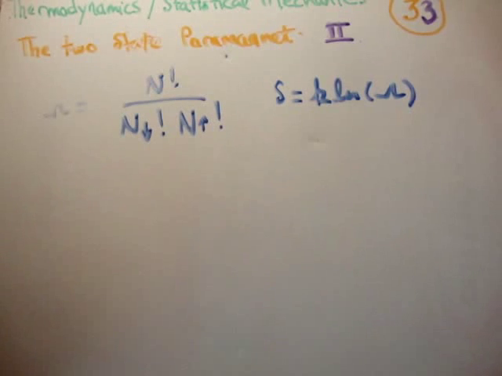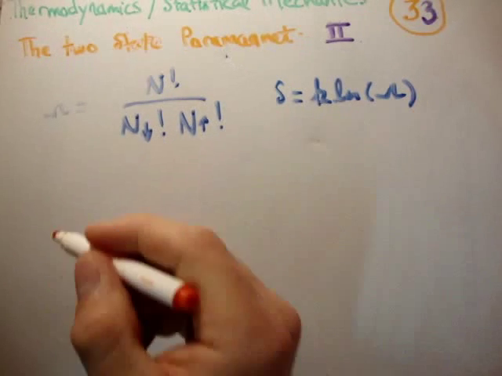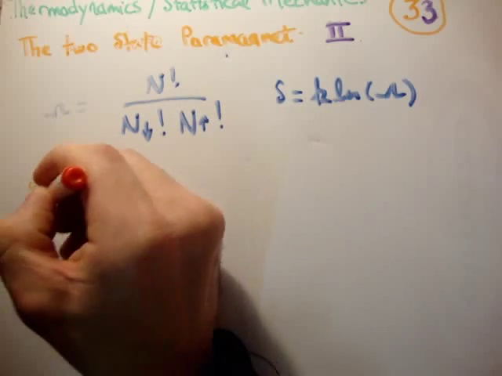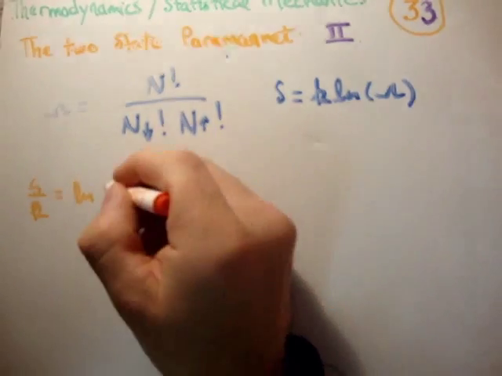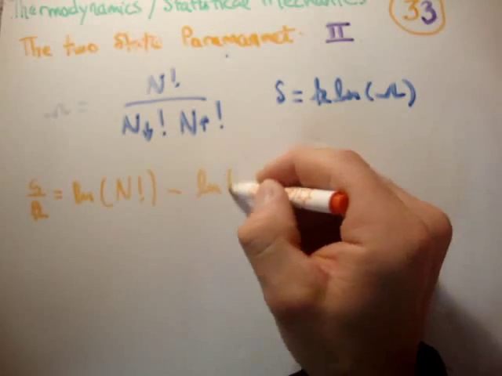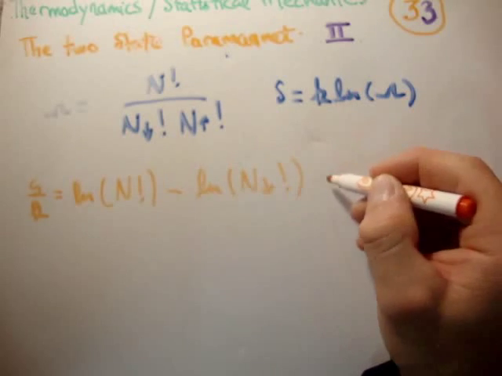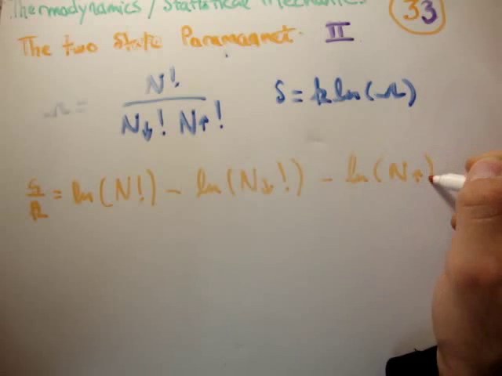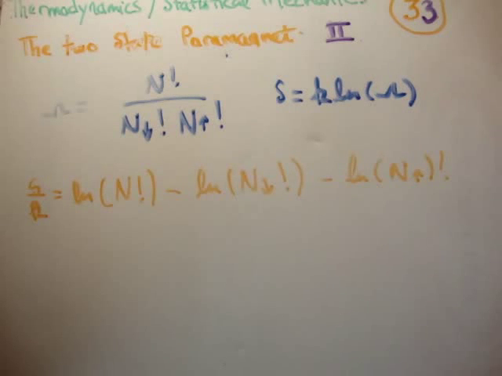Now, if we know our rules of logarithms, we know that S over K is going to be equal to the logarithm of N factorial minus the logarithm of N down factorial minus the logarithm of N up factorial. That's just the rules of logarithms. So in each one of these, I'm going to apply Stirling's approximation. Very straightforward, and you'll find most of them cancel. For that reason, I'm not going to write them down, but I am going to write down the result.